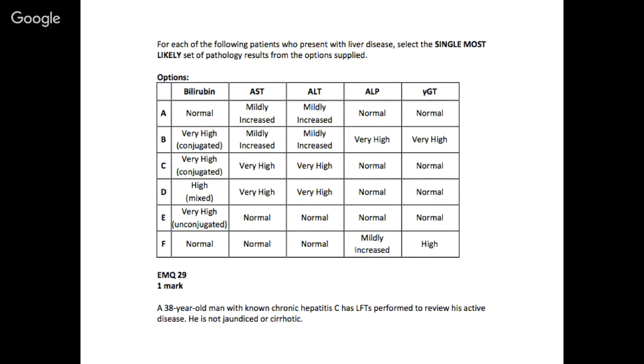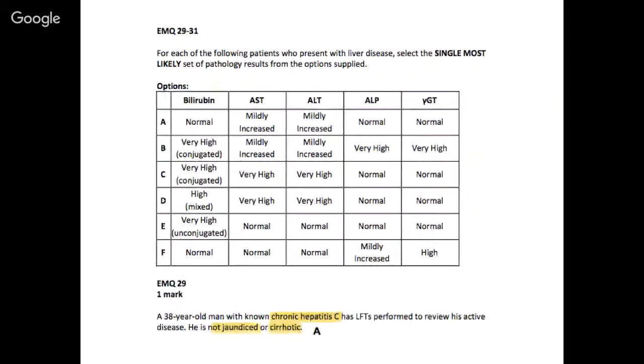I'll work through the last 3 or 4 just because of time. So pretty much this guy isn't jaundiced, right? Remember, jaundice is associated with bilirubin, so if he's not jaundiced, then his bilirubin should be normal. He's not cirrhotic, but he has chronic hepatitis C. When we talked about elevated transaminases, we said paracetamol toxicity is really, really high, alcohol pretty high. Chronic processes where nothing's really happening will be mildly increased. So that's why A is the answer. Does that make sense?